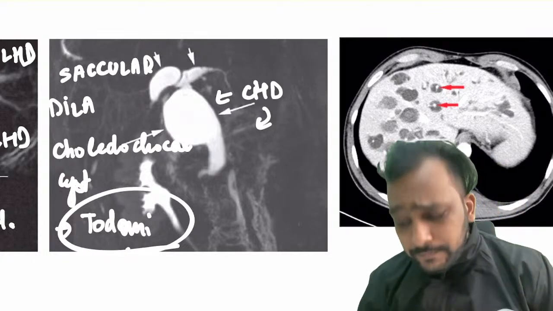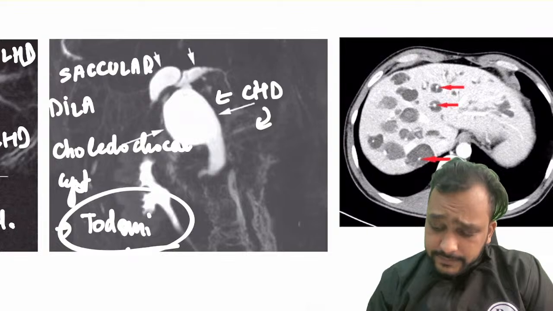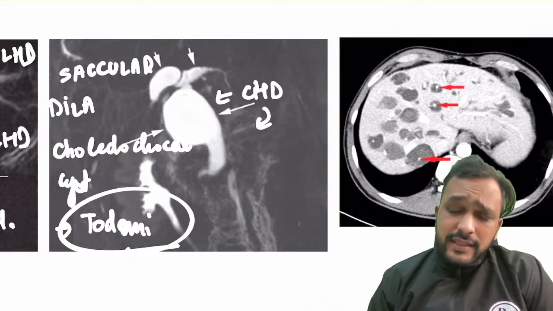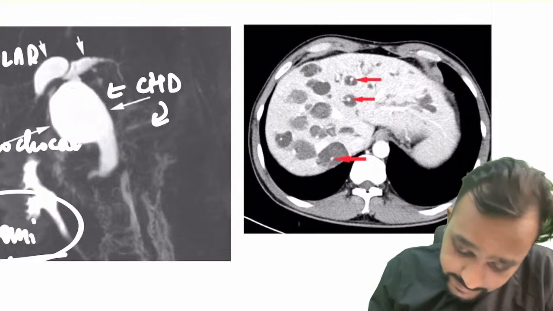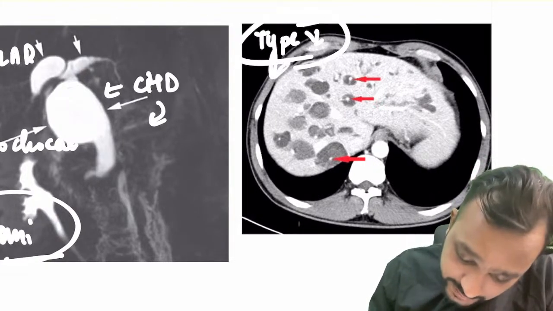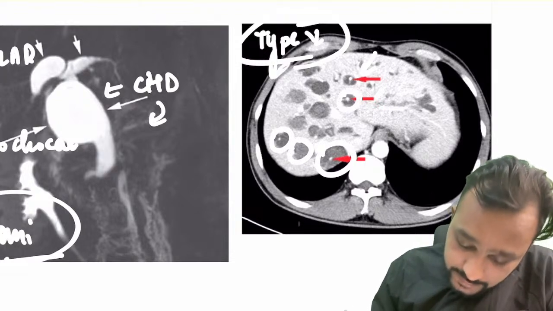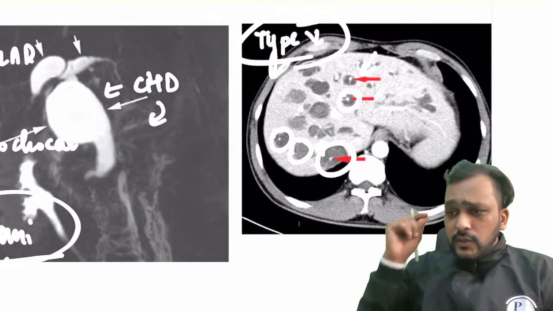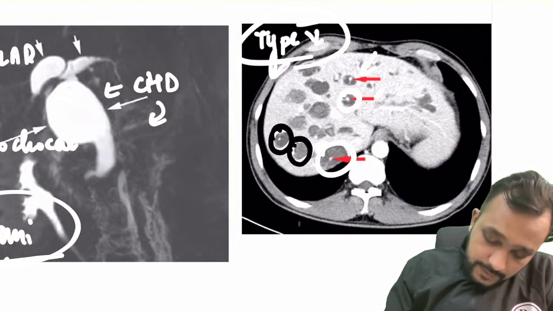Type 4A is intra as well as extrahepatic dilatation of the biliary radicals, right? And this is type 5, where you can see that there is only intrahepatic cystic dilatation of the biliary radicals, and you are seeing the dot within a cyst sign, right?